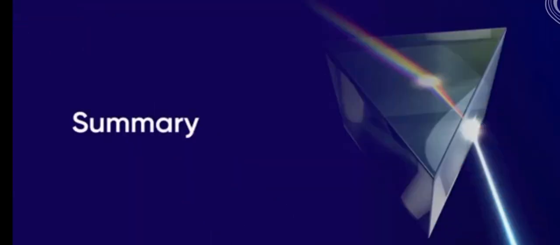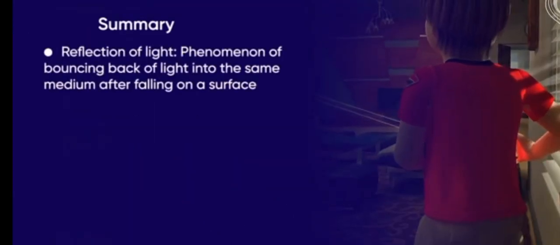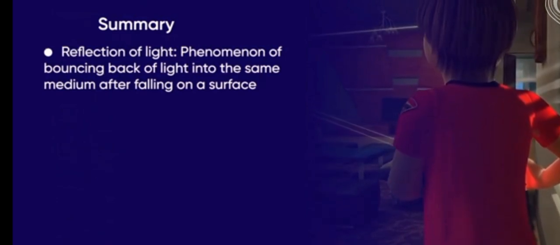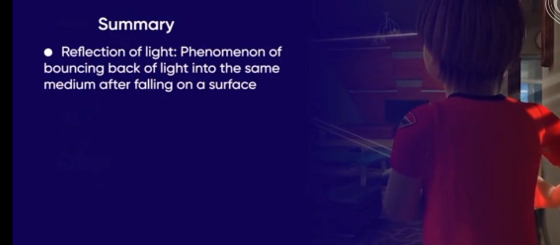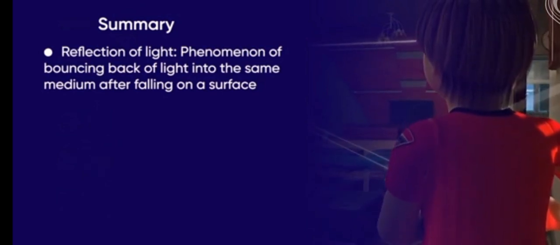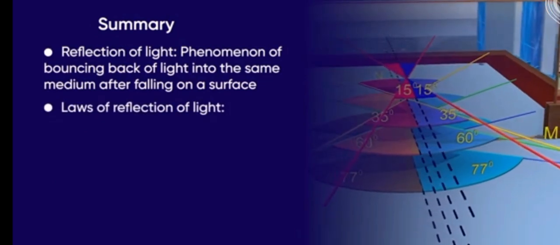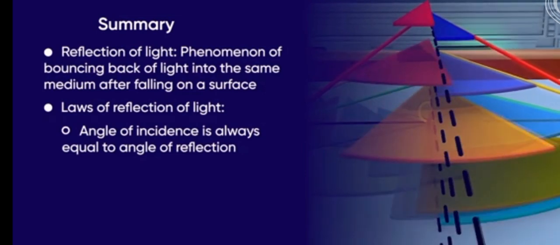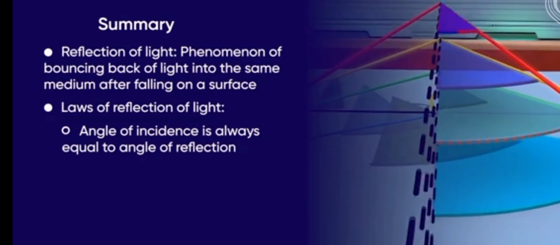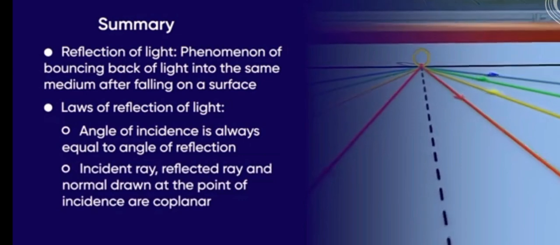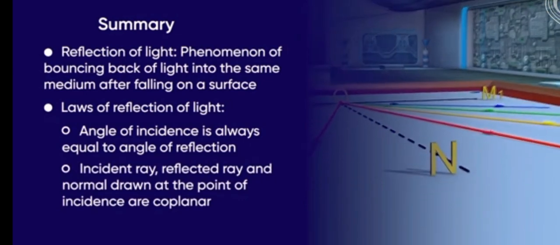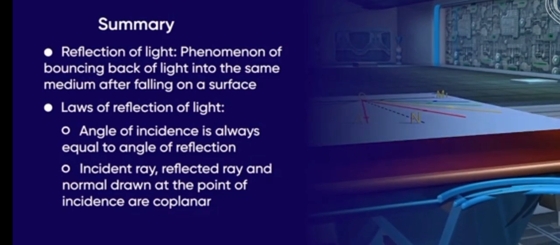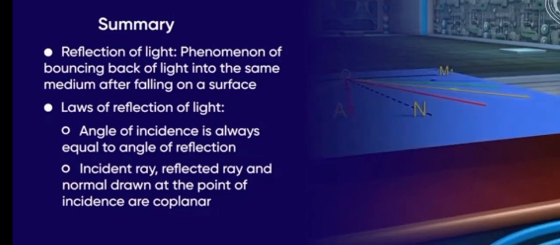To summarize, when a beam of light is incident on a surface, a part of this light beam bounces back into the same medium. This phenomenon is called reflection of light. Laws of reflection can be stated as: 1. The angle of incidence is always equal to the angle of reflection. 2. The incident ray, reflected ray, and the normal drawn at the point of incidence are coplanar, that is, they lie in the same plane.